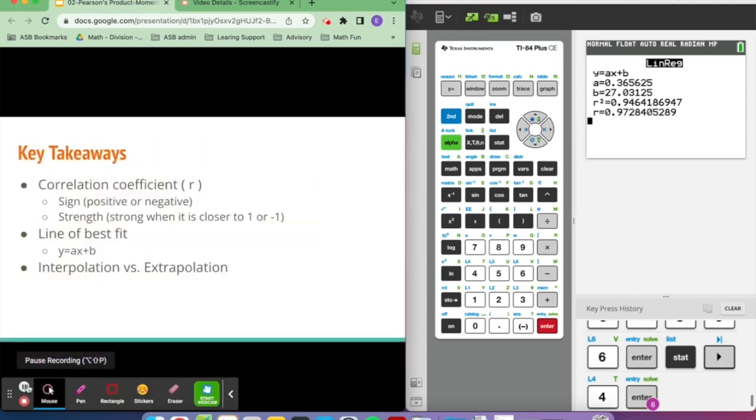So I hope this helped to understand our key takeaways for this presentation. So linear correlation, we're talking about the R value. This is telling us the sign and the strength of our correlation between the two values. And we talked about finding the line of best fit. We only are using the line of best fit when we do have a strong correlation. And then we talked about making estimates, so the interpolation versus extrapolation when we have a strong R value and we're doing some estimations.